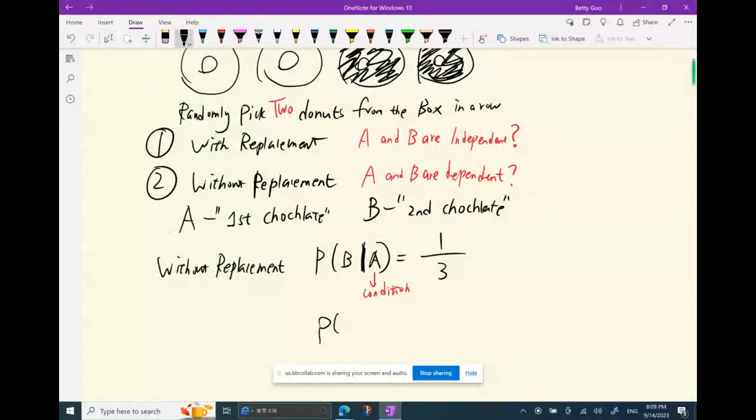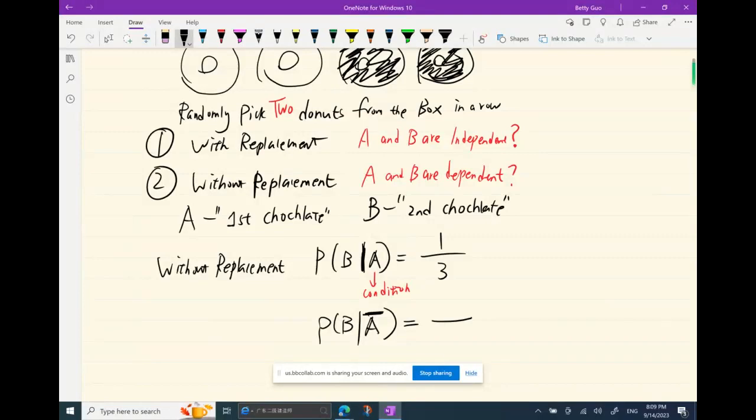And now let's consider, what if the first time you did not eat a chocolate donut, you ate a lemon flavor? It's possible, right? Because you're closing your eyes. You may pick a chocolate, or you may pick a lemon. You don't know. So what if the first time you did not get a chocolate, you got a lemon? So A bar occurred already. Given the condition that A bar already occurred, let's see the probability that the second time you get a chocolate.